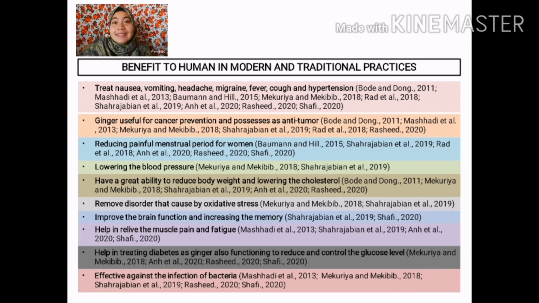Fourth, it is good news to all that are struggling to reduce their body weight, which is ginger can help you to reduce your body weight. Next, for the diabetic people out there, you can use ginger to control your glucose level. So, ginger can help you to reduce or treat diabetes.